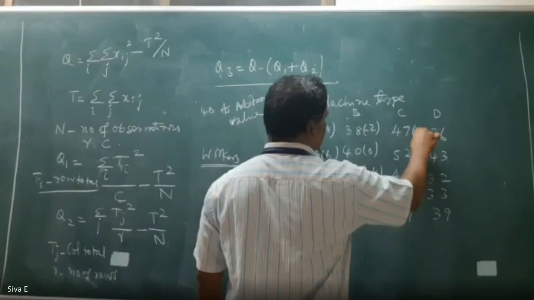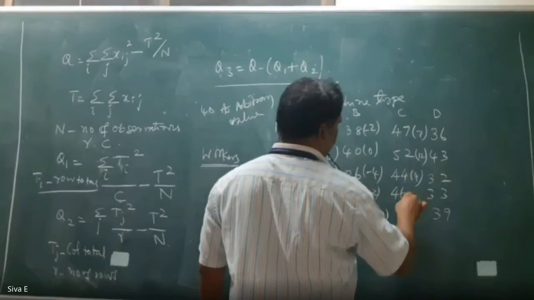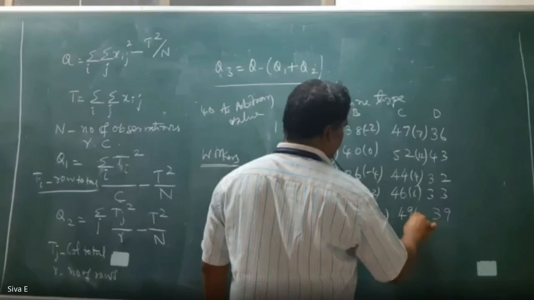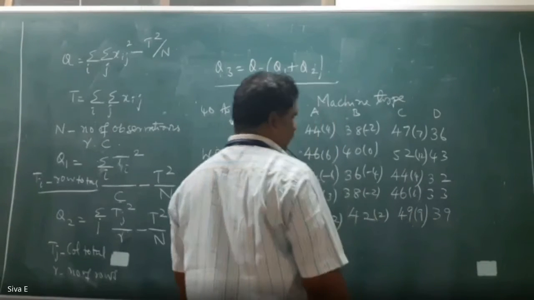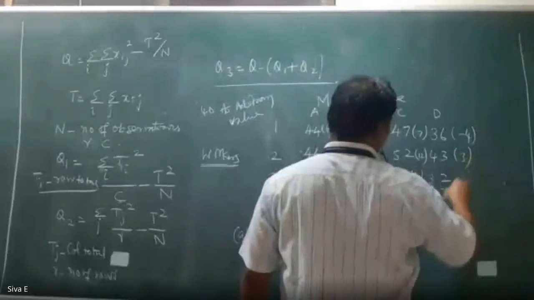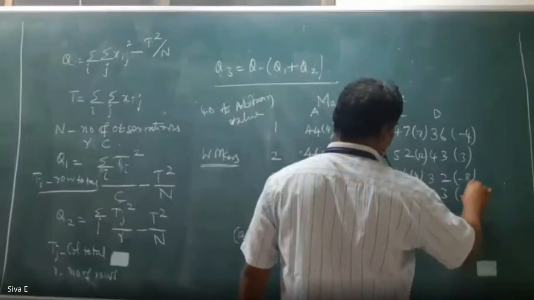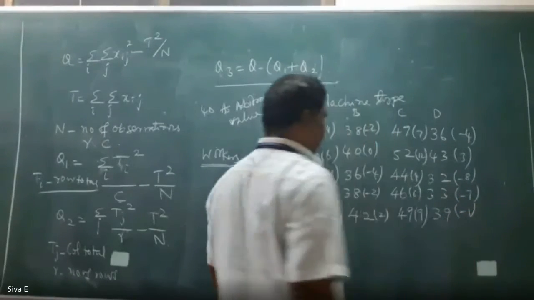Similarly here: 7, 12, 4, 6, 9, minus 4, 3, minus 8, minus 7, minus 1.